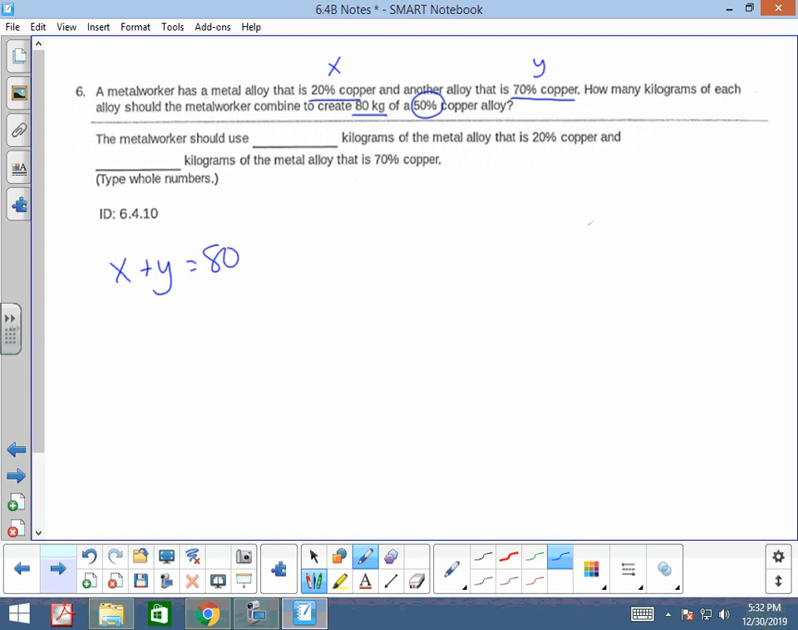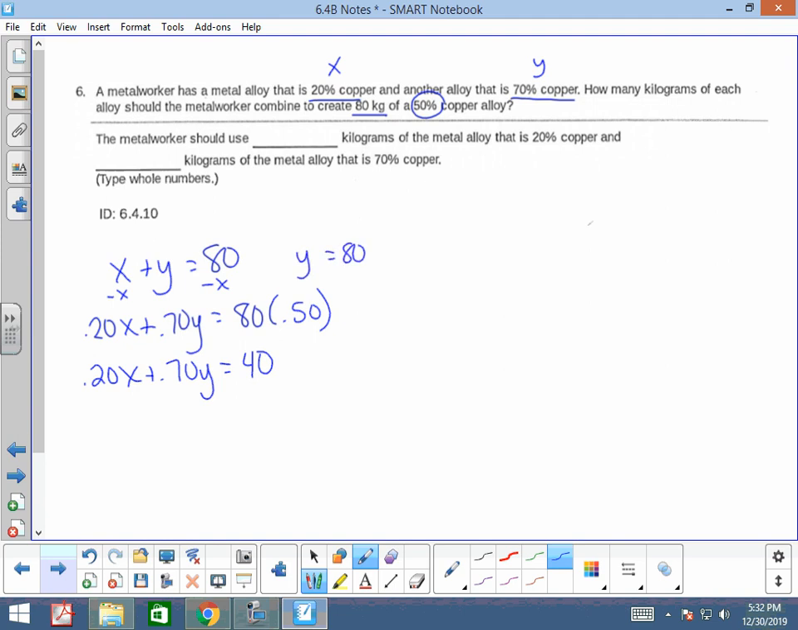All right, now we have 0.20x plus 0.70y equals, and then we're going to do 80 times 50%. So that will be 0.20x plus 0.70y equals 80 times 0.50. That was easy, that's 40. All right, so again, I'm going to solve the top one for y. So y equals 80 minus x, and I'm going to put 80 minus x right here for this y. So 0.20x plus 0.70 times 80 minus x equals 40.